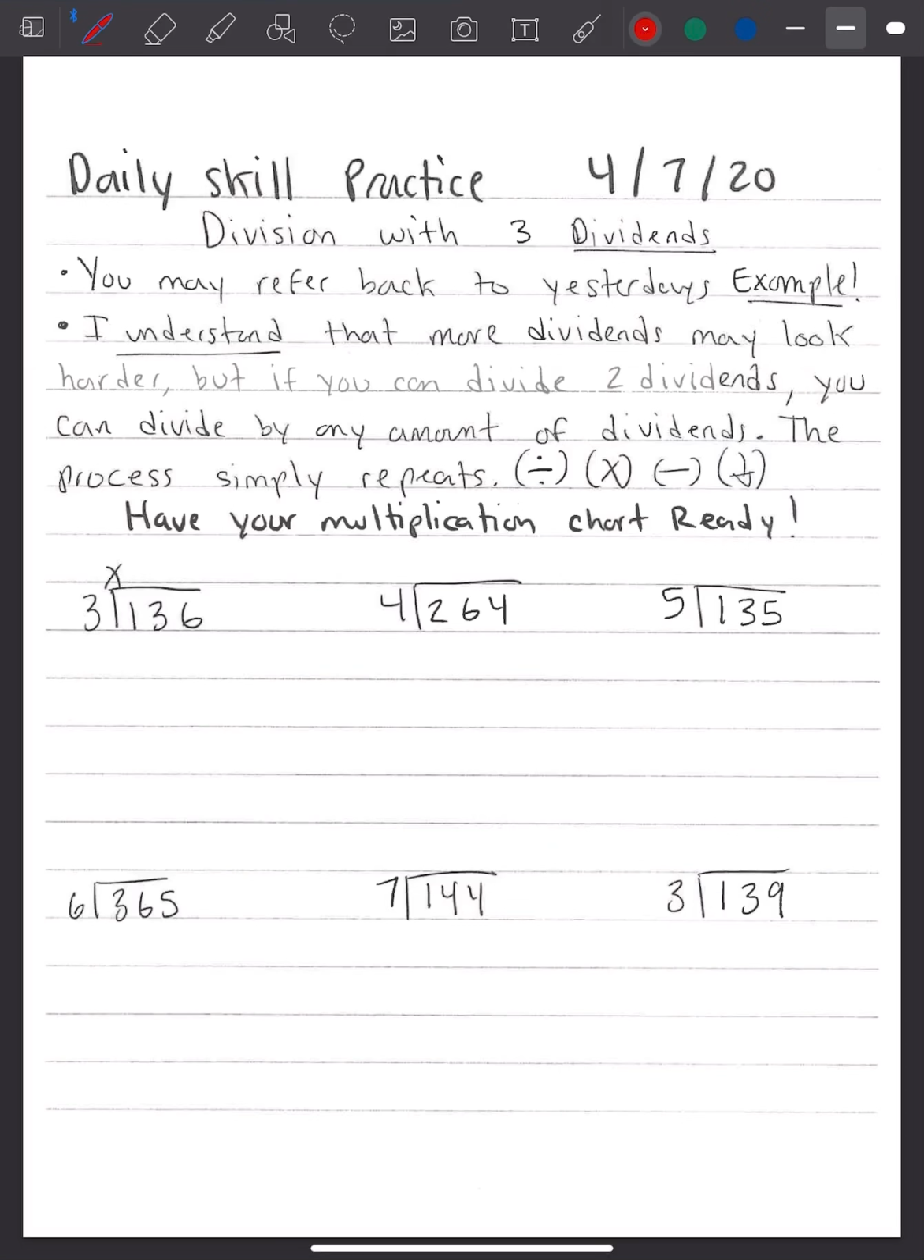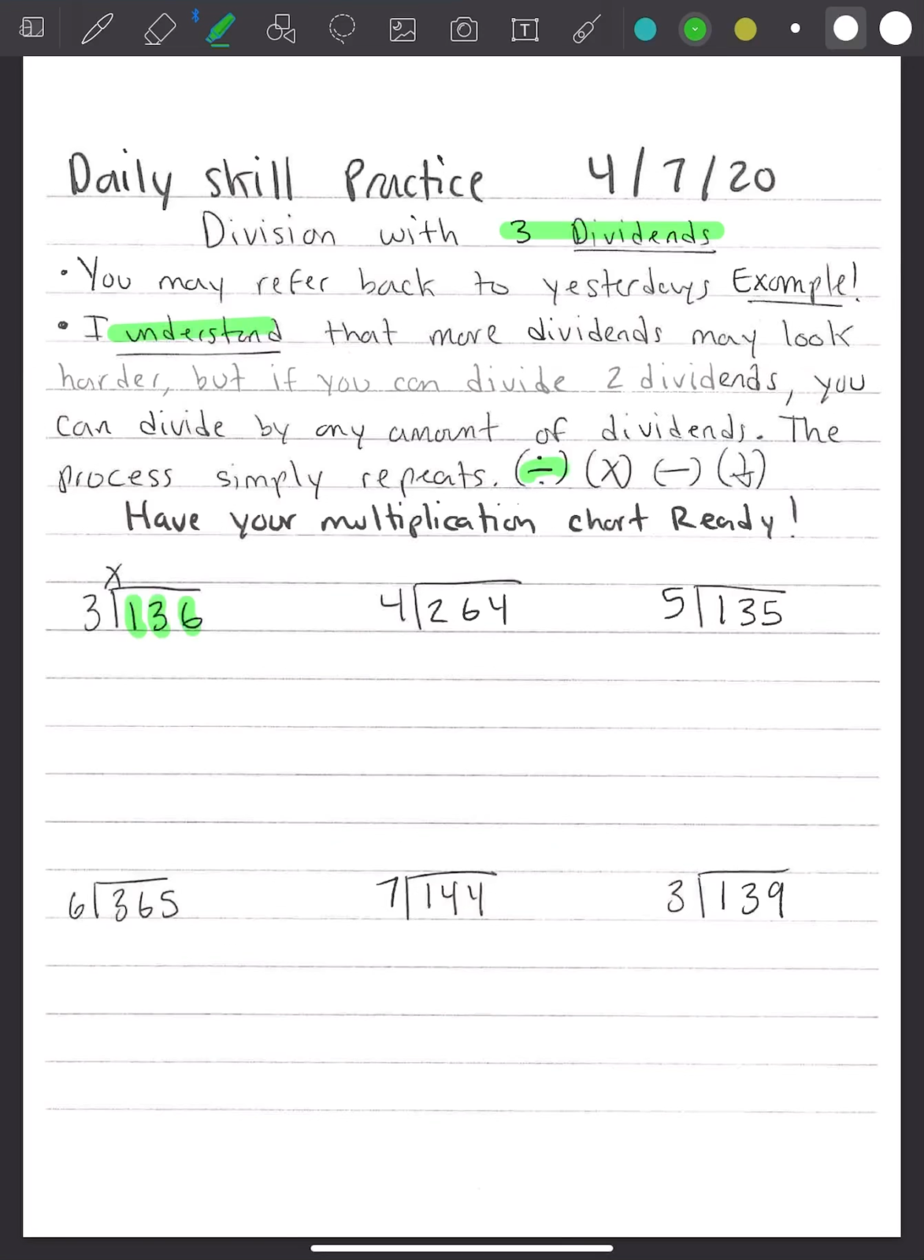Alright guys, so as you move on from that, we are going to continue with our daily skill practice. Today we are still working on division, but today it is by 3 dividends, okay? So on this one, guys, you're simply going to do what you did yesterday, and I gave you a brief explanation of that. Except we're adding one more dividend, guys. Yesterday we only saw 2. Today we're seeing 3. It's the same thing, same process.